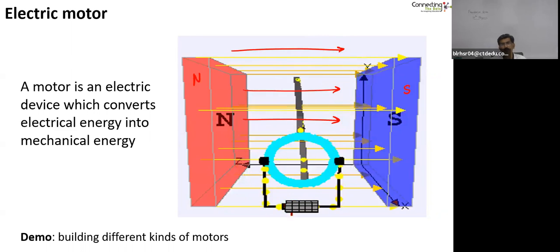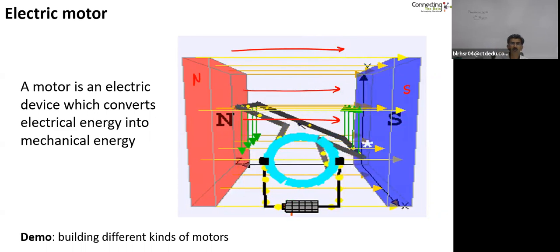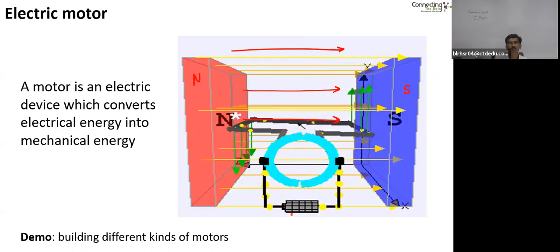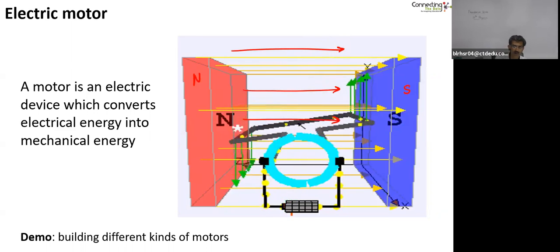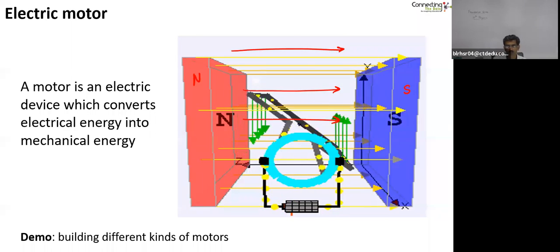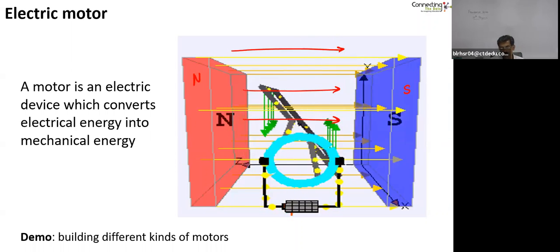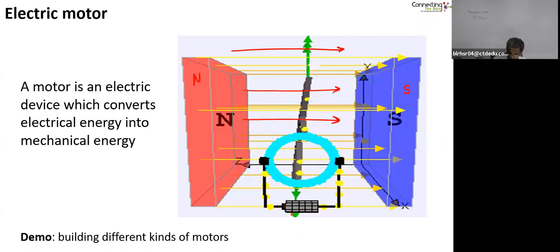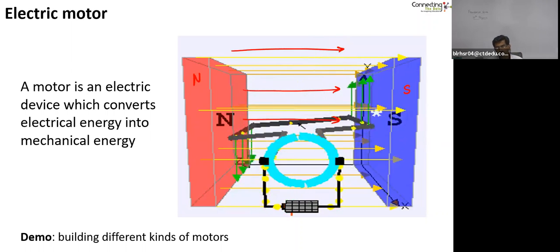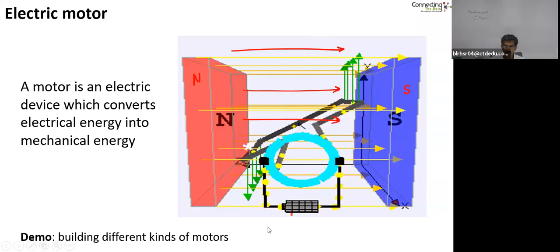And what we have placed inside the magnetic field is a current carrying conductor. And that is all there is to it. By placing a current carrying conductor in a magnetic field, a force is exerted on the conductor. And that causes it to rotate. And that, simply put, is the principle of an electric motor.